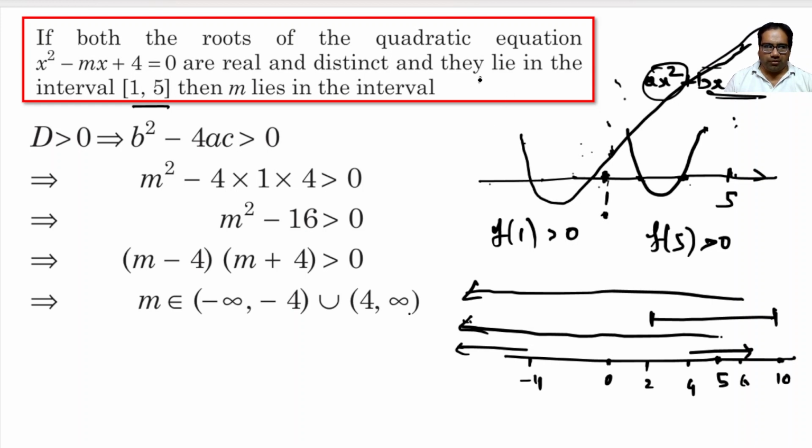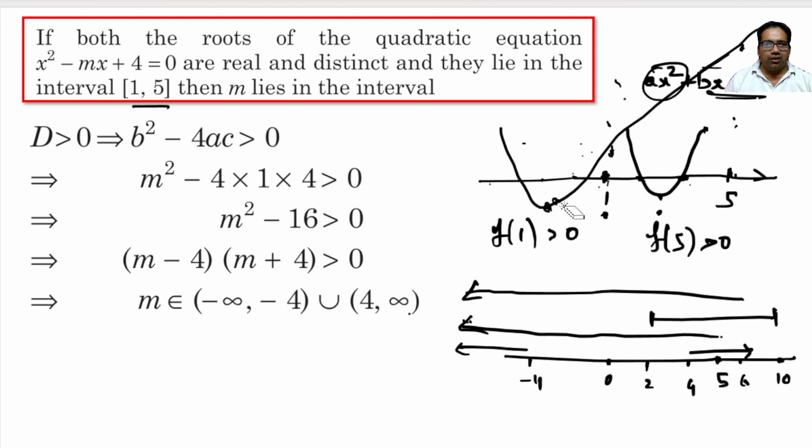We want to put one more condition. What is that condition? This vertex should lie between 1 and 5. What is the vertex? The lowest point of the parabola. That should lie between 1 and 5.